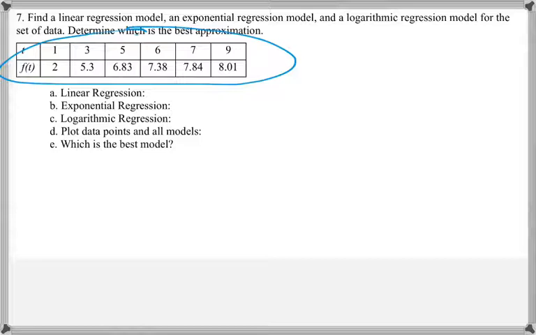And this is usually how it is in the real world. You're given a set of data, but you're not told, is this data exponential? Is this data linear? You have to calculate a bunch of different regressions and then figure out for yourself how it's behaving. So that's kind of the point of this question.